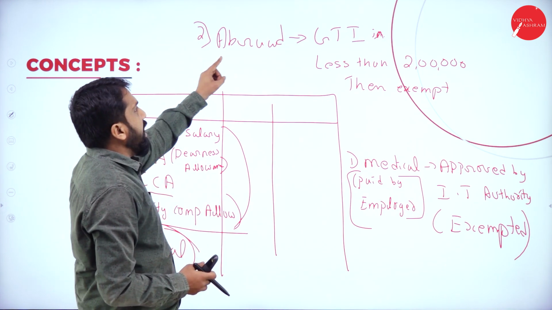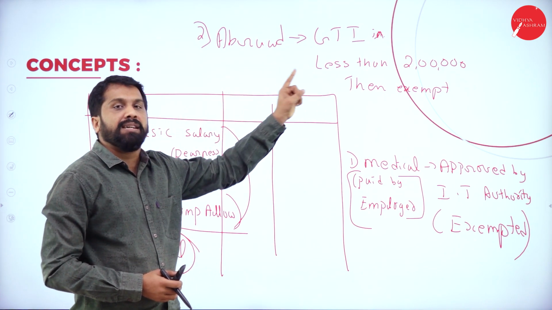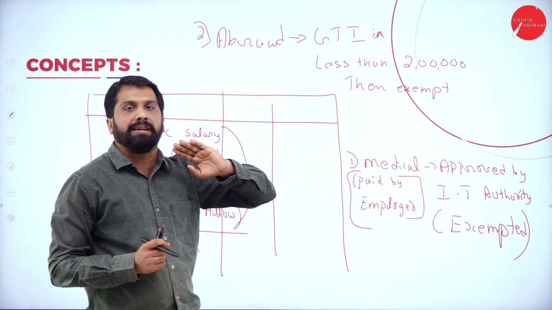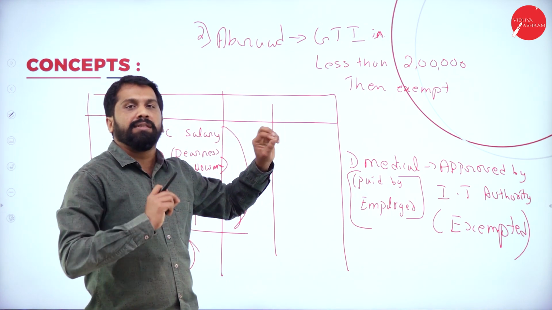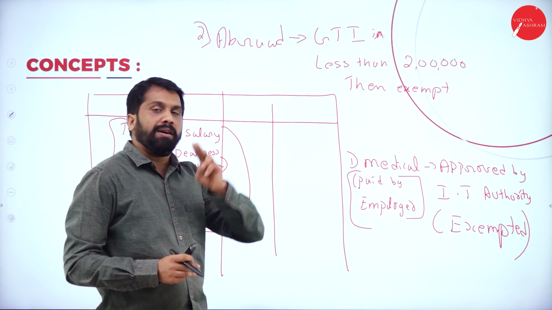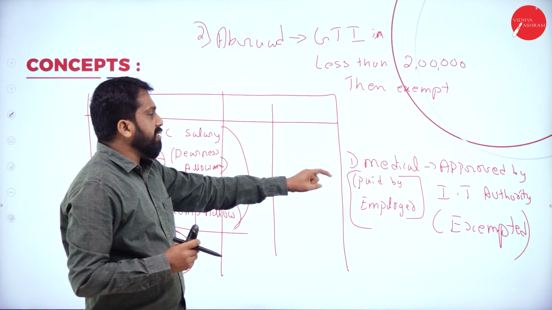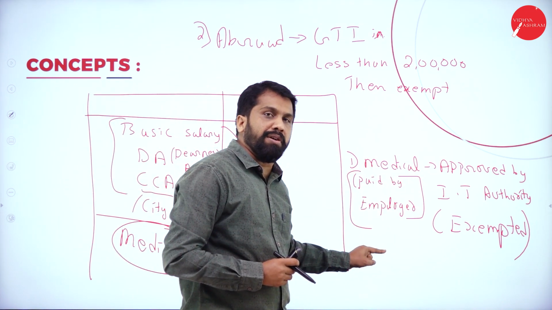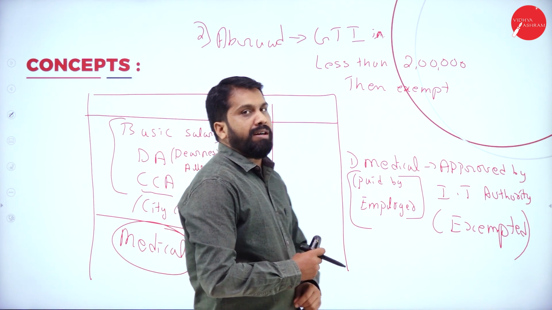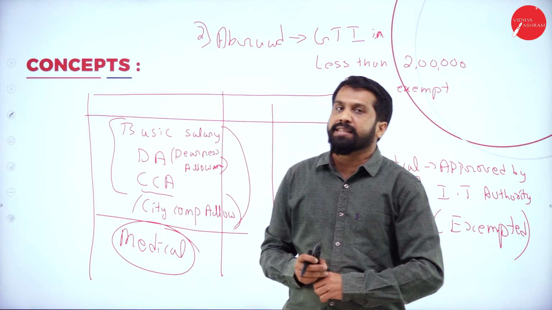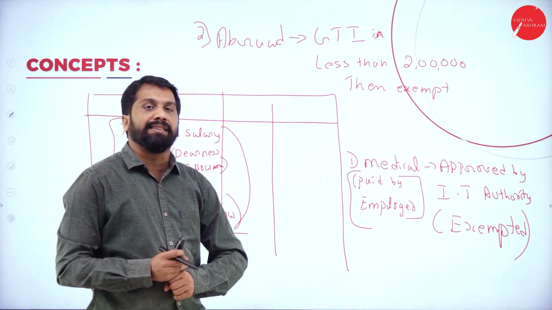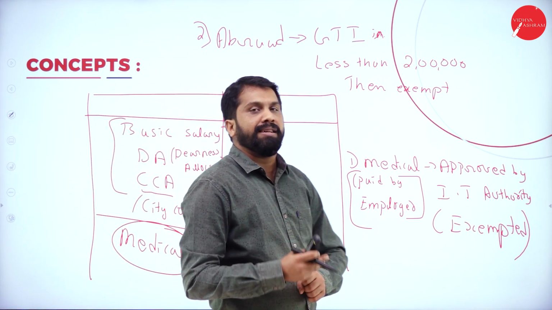Clear? The second point, any abroad, if your GTI, gross total income, is less than 2 lakh. Please write down, because whatever I have written on the board, you cannot understand. Wherever I find space, I'll write down. That's why whenever I'm dictating, please write down, it will be easy for you. The second point you need to remember, all comes under salary chapter concepts. First concept is what? All medical expenditure paid by employer, if it is approved by IT authority, it is exempted. Second point, any abroad allowances given, if his gross total income, like his salary, is less than rupees 2 lakh, then it is exempted. If salary is more than 2 lakh, then it is taxable.